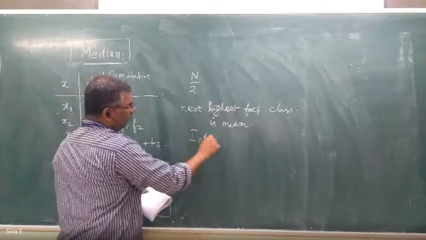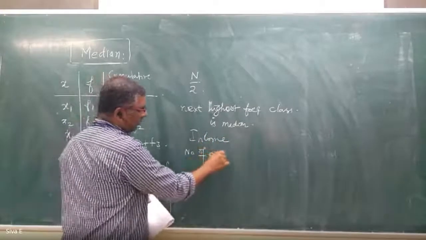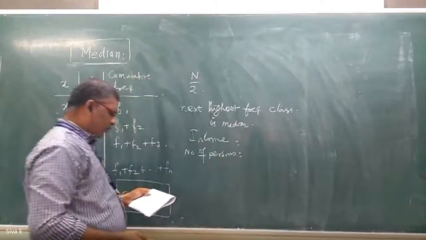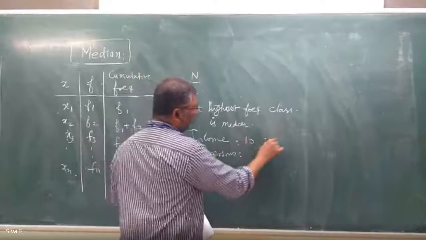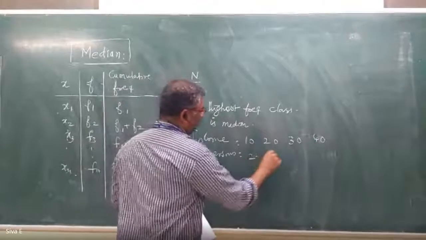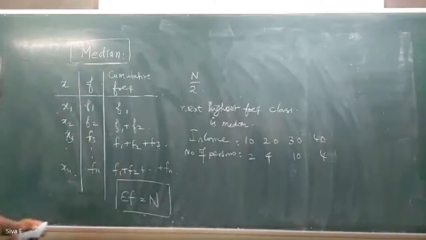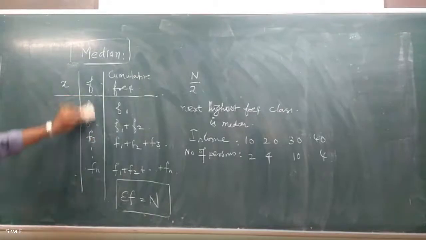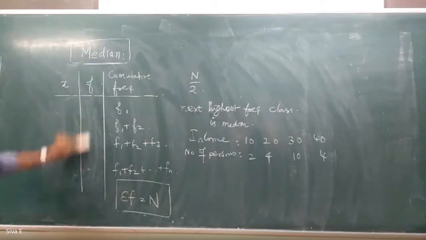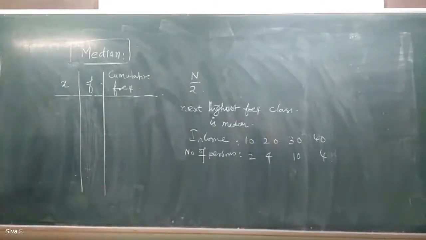Income, number of persons. Income 10, 20, 30, 40; number of persons 2, 4, 10, 4. Then how can you calculate that? Here same thing, X is there, F is there, then cumulative frequency is there. First you form the table. It is a very simple problem.